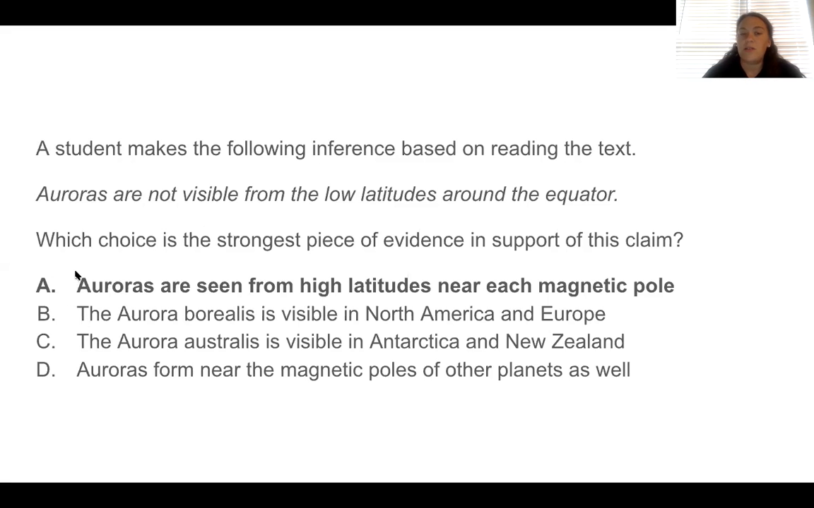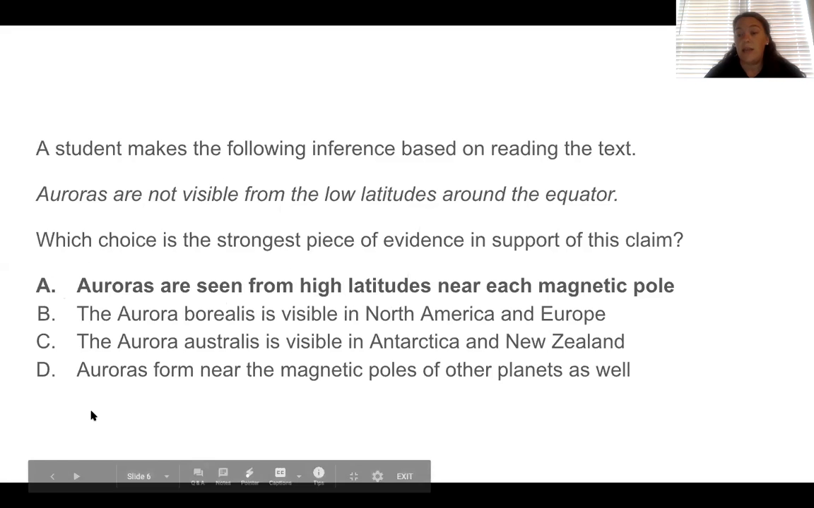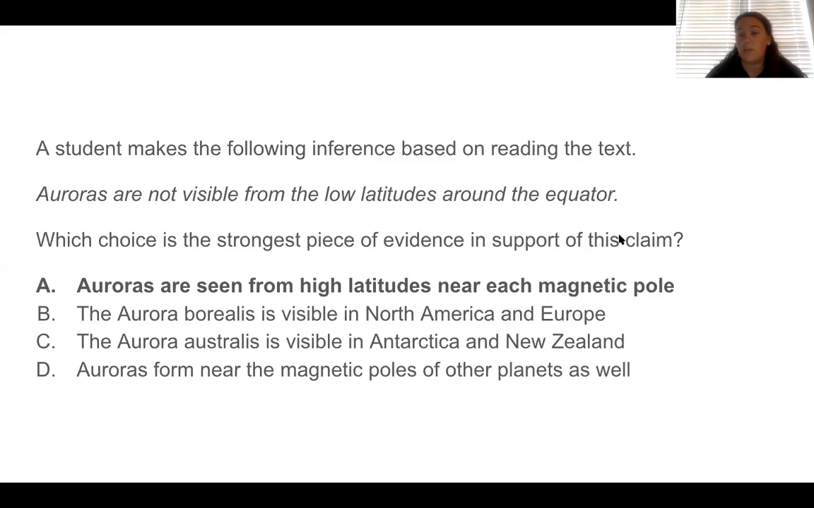Now, auroras are seen from high latitudes. The reason that is the correct answer is because it specifically says high latitudes, which would make this inference correct. The fact that it says that they're seen from high latitudes proves that this inference is correct because it says they're not visible from low latitudes. So again, even though B, C, and D are all facts that are contained in this text, they're not the strongest piece of evidence to support this inference or this claim.